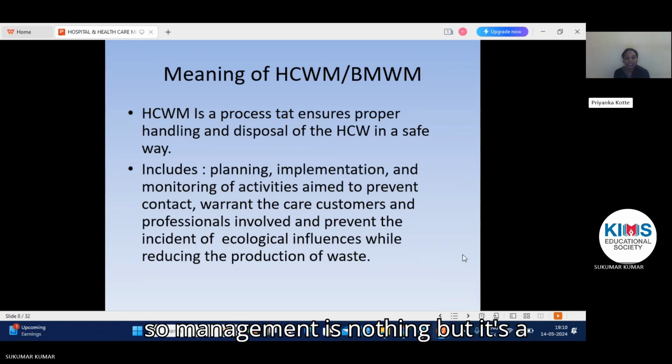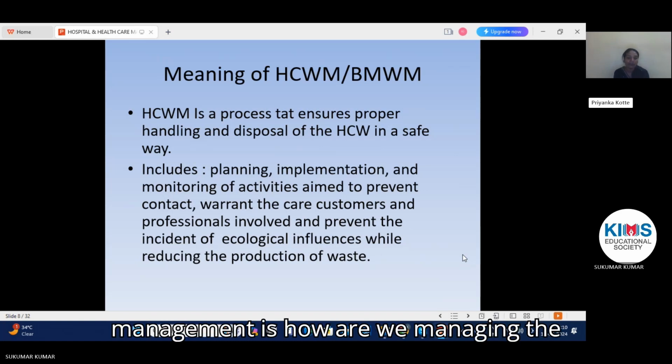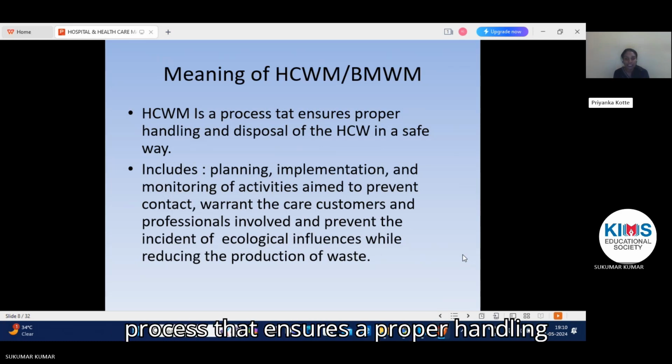Okay, so management is nothing but a process of making the objective fulfilled or making the function be done. Here, healthcare waste management is how we are managing the healthcare waste. The definition is a simple statement: it's a process that ensures proper handling and disposal of healthcare waste in a safe way. Safety is very important.